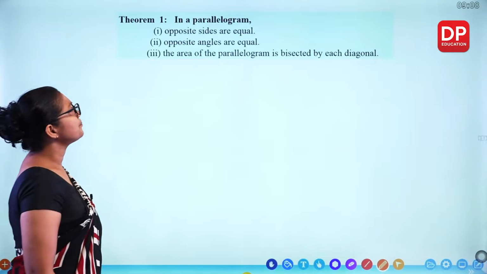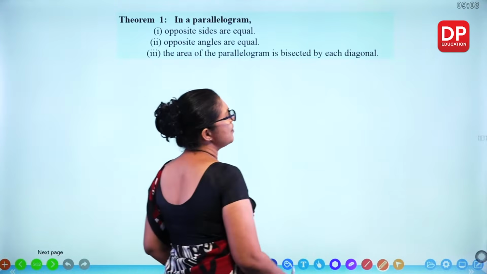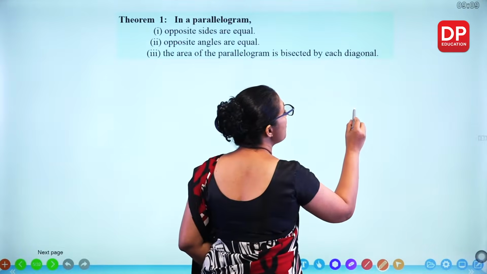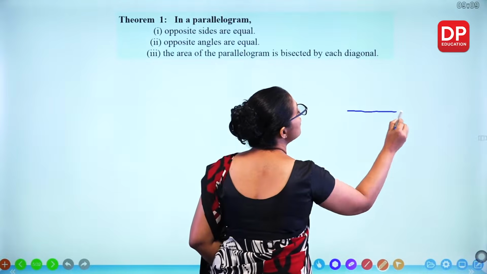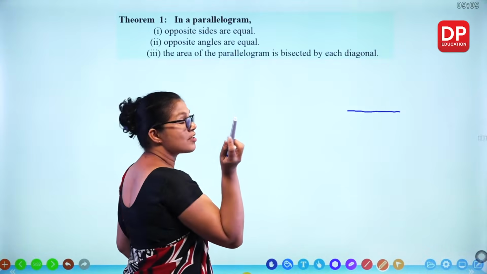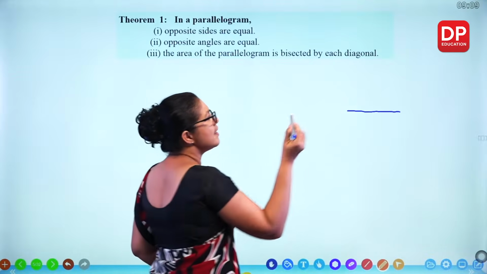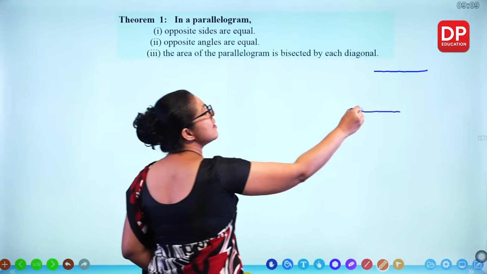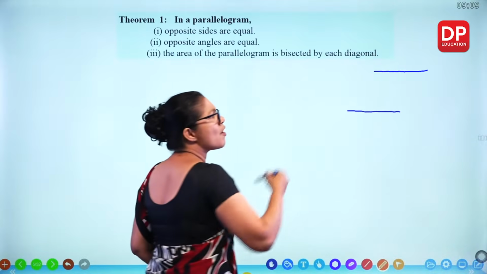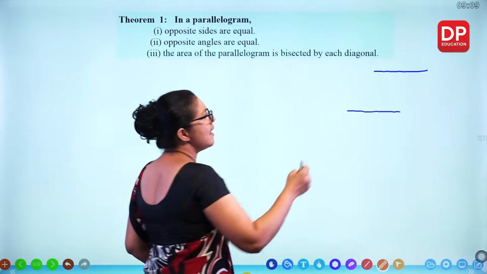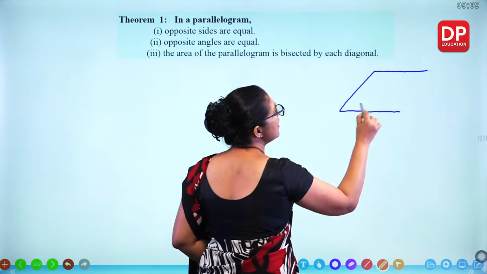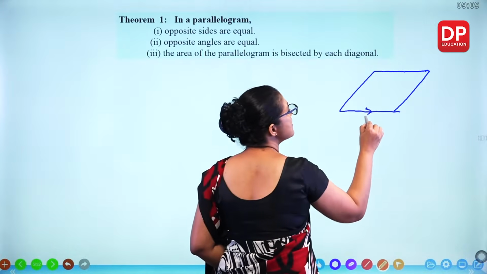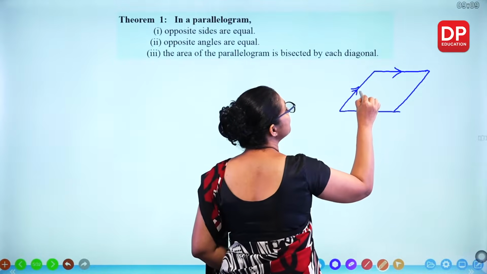What does it mean? When you take a parallelogram, how can we draw a parallelogram? You take a certain distance in your notebook, 8 squares. You take the same thing, 8 distance, 5 squares away from the other line, and then connect. When you connect, you get a parallelogram. Opposite sides are parallel.